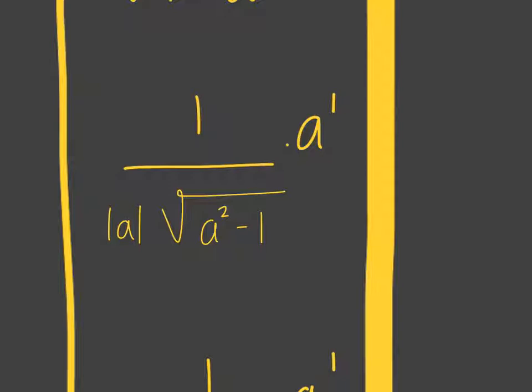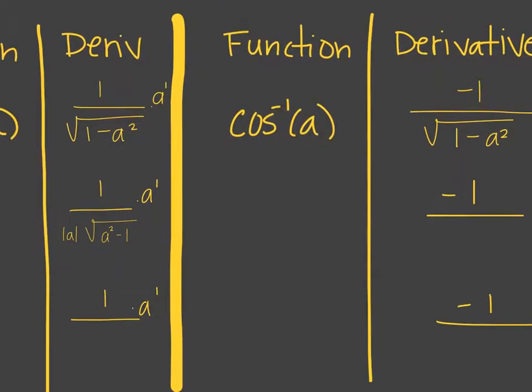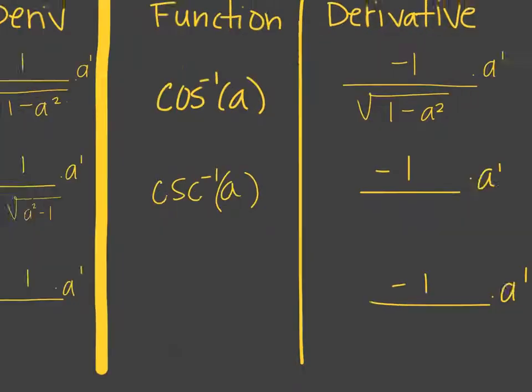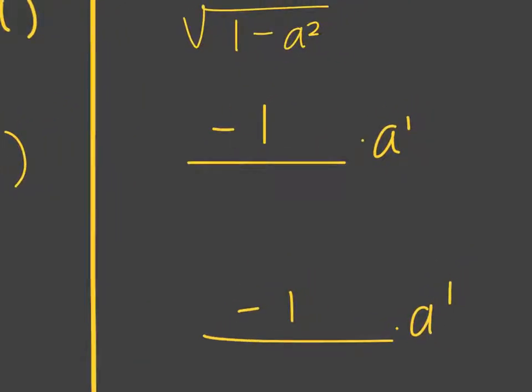And again, that comes from the Pythagorean theorem and doing SOHCAHTOA backwards and finding the derivatives. And so then inverse cosecant of a would be the same, it's just with a negative 1. So you'll have the square root of a squared minus 1, and the absolute value of a out front.